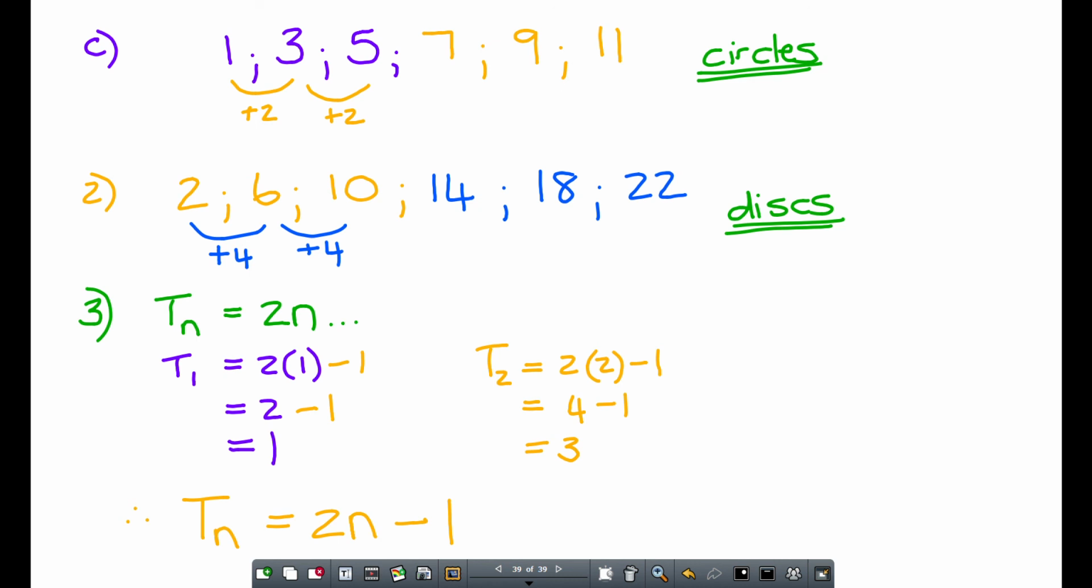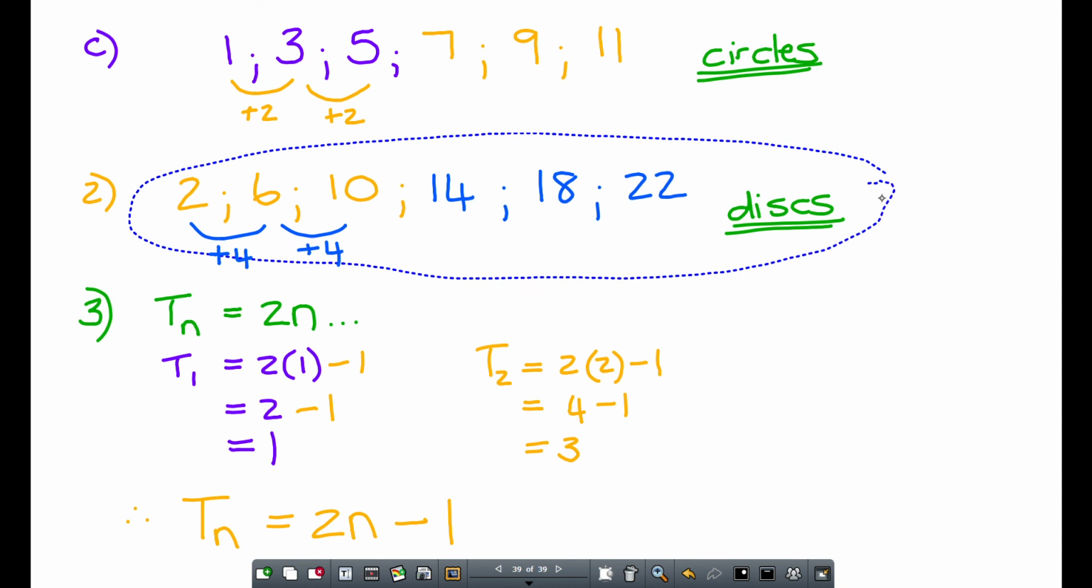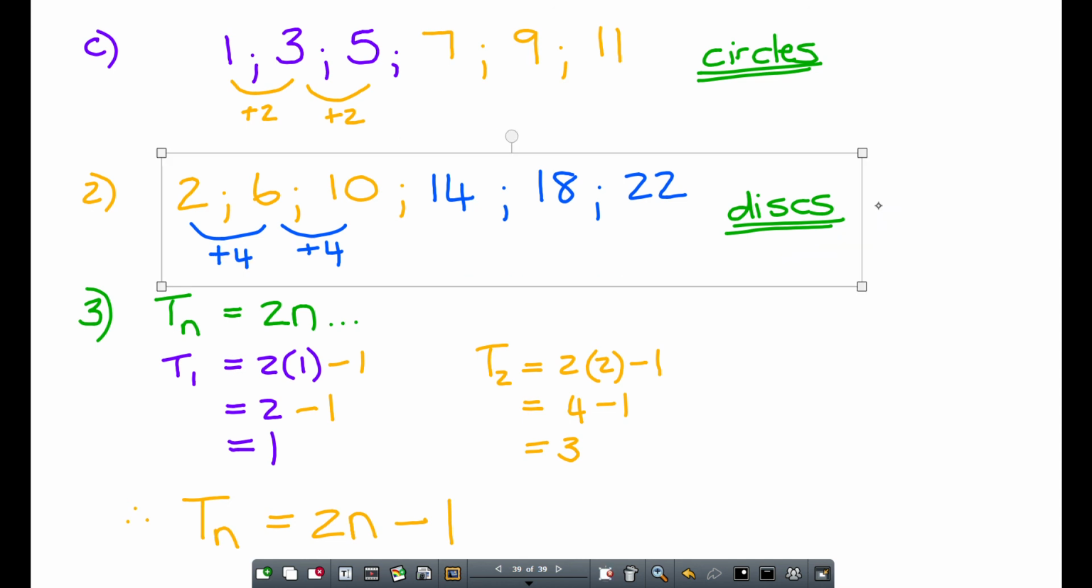Okay, so at number 4, they're asking the number of discs in design N. So now they want me to get the formula for the discs over here. Can you see I've got a constant difference of 4? I'm just talking about the discs now. So at number 4, I can start by saying term N will be 4N, but the rest I don't know yet.